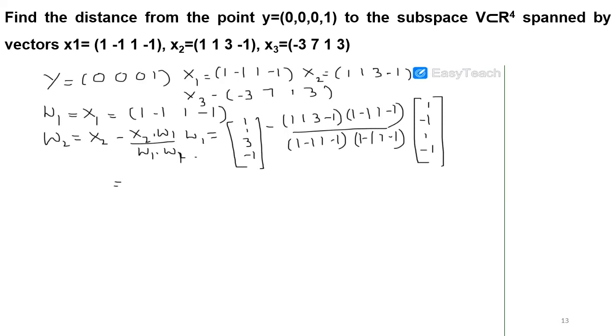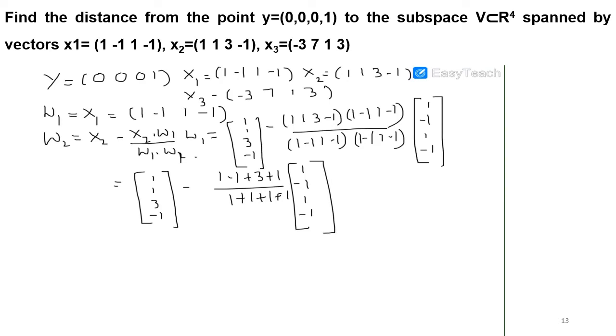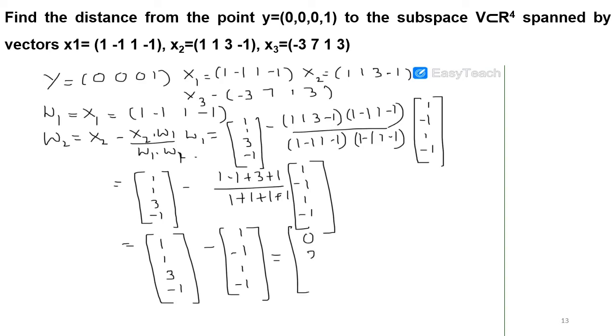So we get this as 1, 1, 3, minus 1, minus, it is 1 minus 1 plus 3 plus 1 divided by 1 plus 1 plus 1 plus 1, times 1, minus 1, 1, minus 1. So we have this as 1, 1, 3, minus 1, minus 1, minus 1, 1, minus 1, that is equal to 0, 2, 2, 0. This is W2.